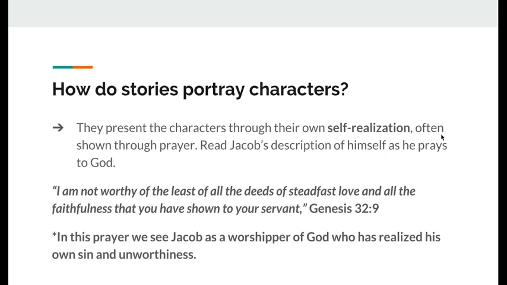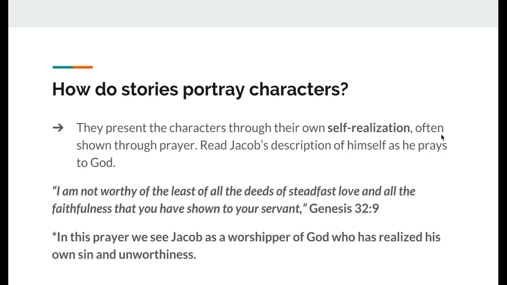In this prayer, we see Jacob as a worshiper of God who has realized his own sin and unworthiness. This is one of the reasons why Jacob is one of my favorite characters in the Bible. Because while he had a rough go at it, he made a lot of bad decisions, did a lot of things he shouldn't have done, and he probably would have done differently. And he comes to this realization in this prayer before meeting his brother again.